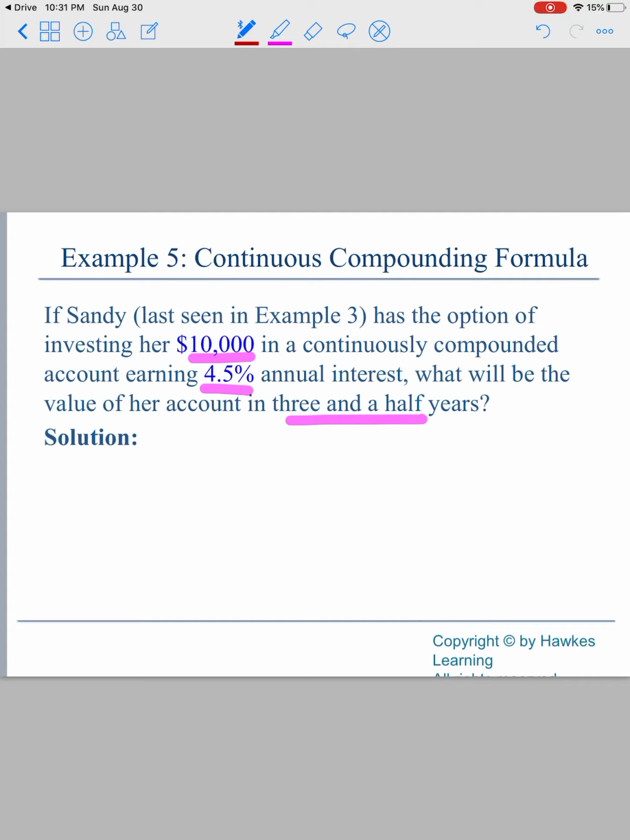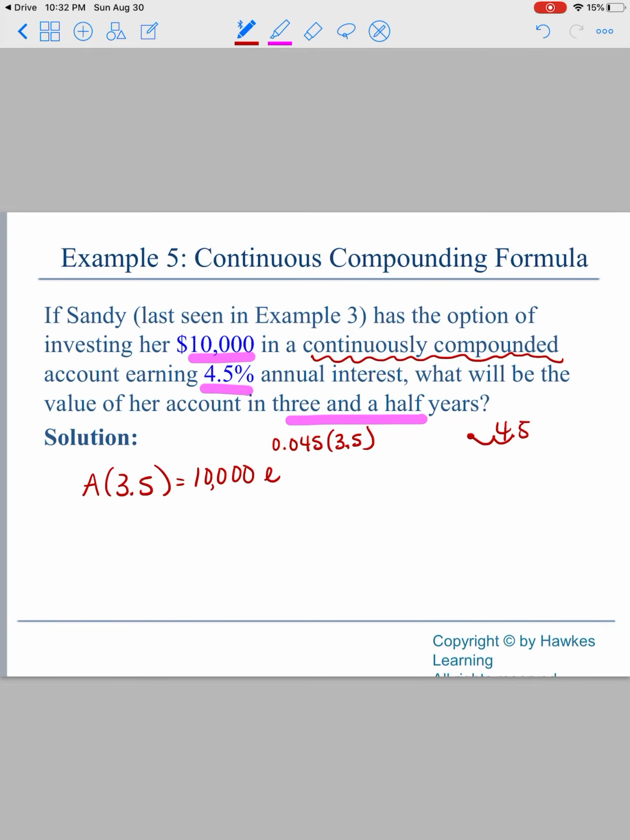Okay, so we're going to look here. We just said all that, so we're going to plug in. I want to know how much money will she have after 3.5 years. Well, her principal is $10,000, times E. Since I'm using E because this thing was continuously compounded, to the R power, well, my rate, again, 4.5%. I got to move it 2 places. So it's going to be 0.045 times T, which is 3.5.